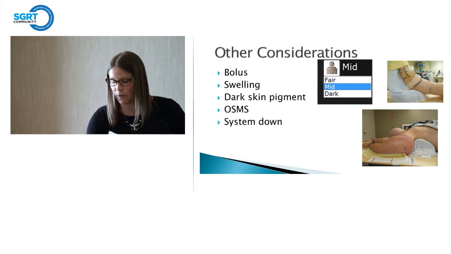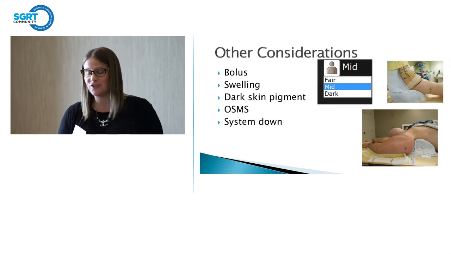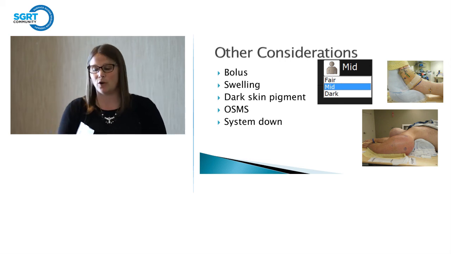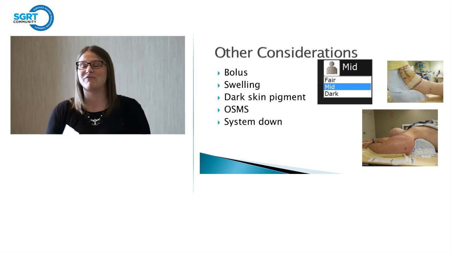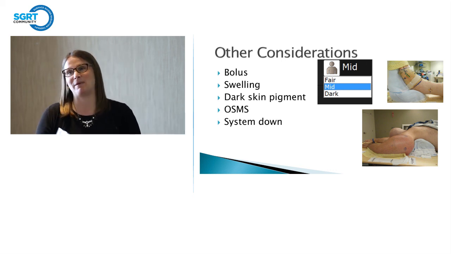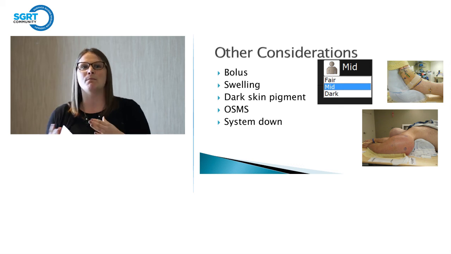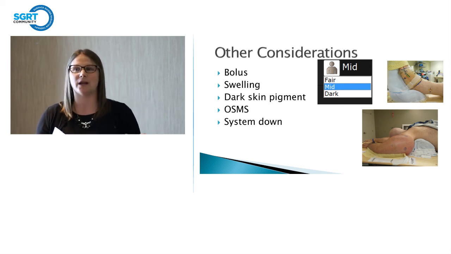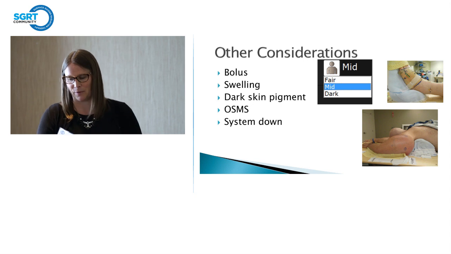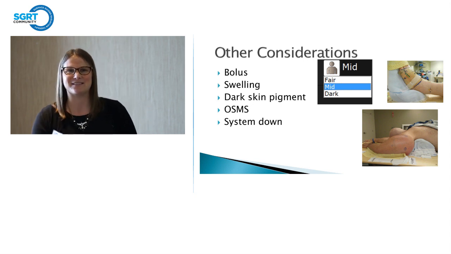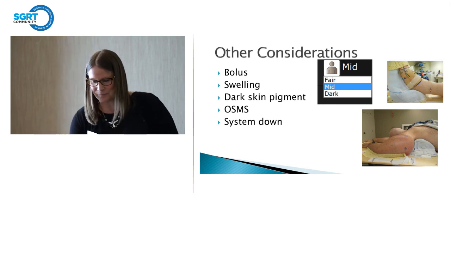For system downtime, we rely very heavily on our SGRT. We trust it. So when it goes down, we go very far behind schedule because we film everybody to confirm, because we do make those small adjustments that could be up to 3 or 4 millimeters, and depending on how small or tight your PTV is, we are pre-filming those patients every day when the system goes down. It doesn't happen too often, but when it does, we notice the machine falls behind.